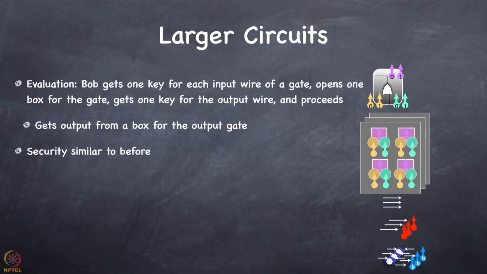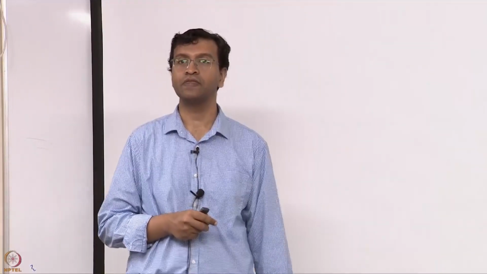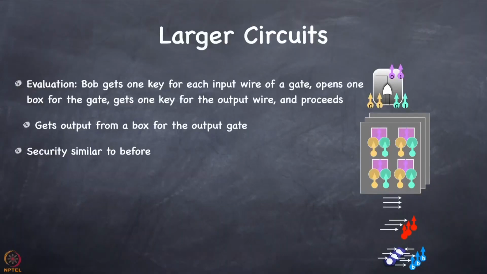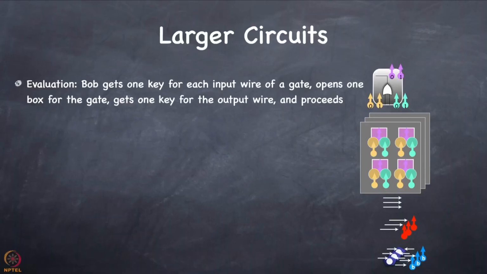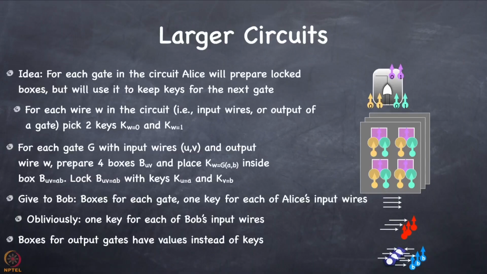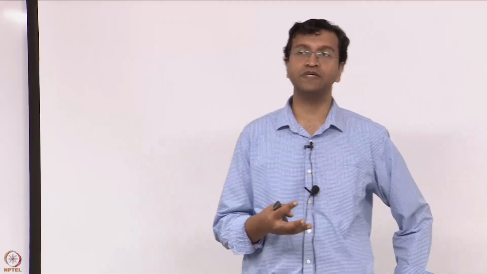Okay, any questions on the whole protocol? It's a fairly simple protocol once you see what's going on. For each gate, there will be these 4 boxes that will need to be shipped, and so it's not terribly expensive either. It's a fairly realistic protocol, and people have used implementations of it for various things. Okay, so that's the garbled circuit protocol.